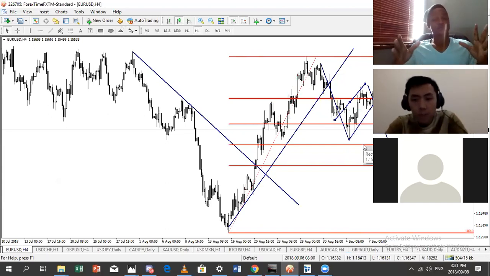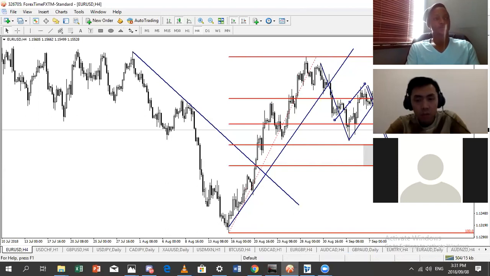So this is what I basically see on Euro USD. It might do A B C D. Remember, AB should be equal to CD. This is the pole of the flag should be approximately equal to the breakout. So we're going to be having A here.